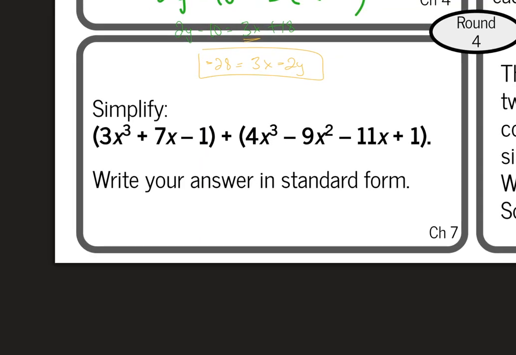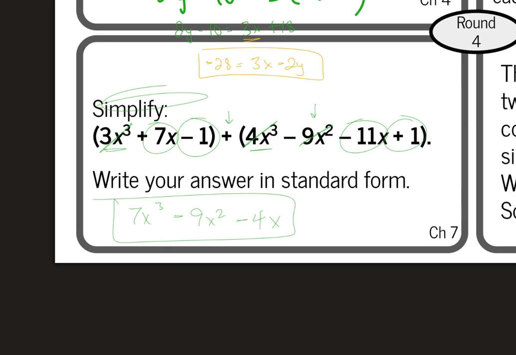Simplify, write your answer in standard form. All we're doing is adding. So 3x cubed and 4x cubed, that's 7x cubed. Done. This guy is the next in standard form order, so I'm going to go ahead and write him. Done with him. He has no like terms over here. And then we have 7x plus negative 11x, that's negative 4x. And then, negative 1 plus 1 is nothing. So we are done with that one.